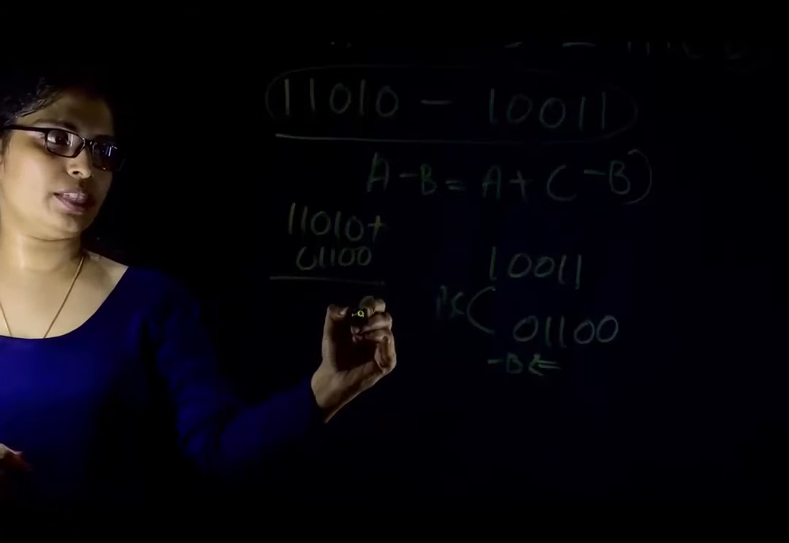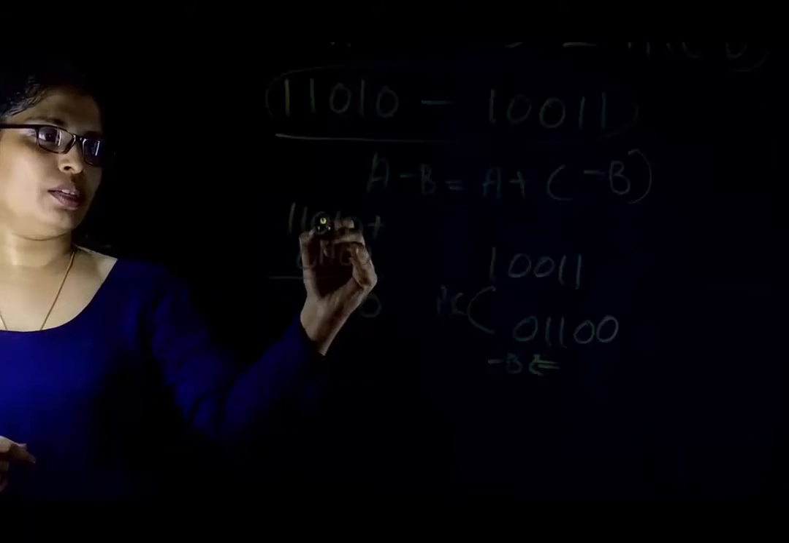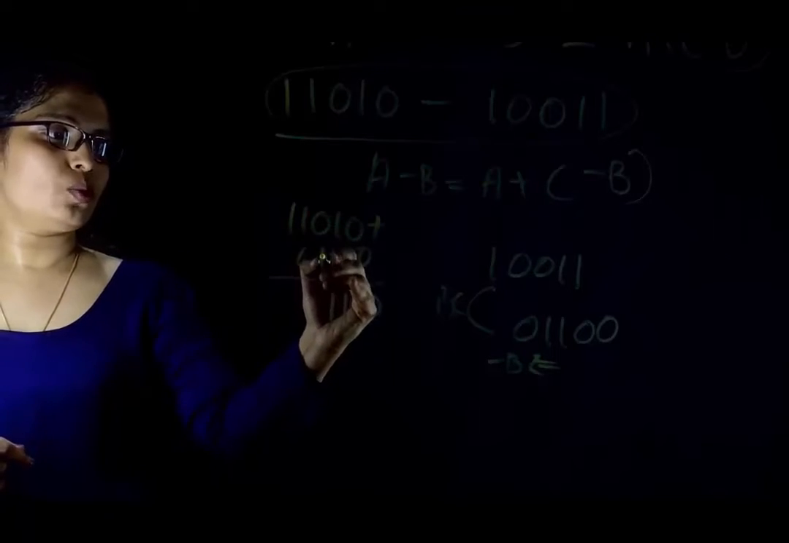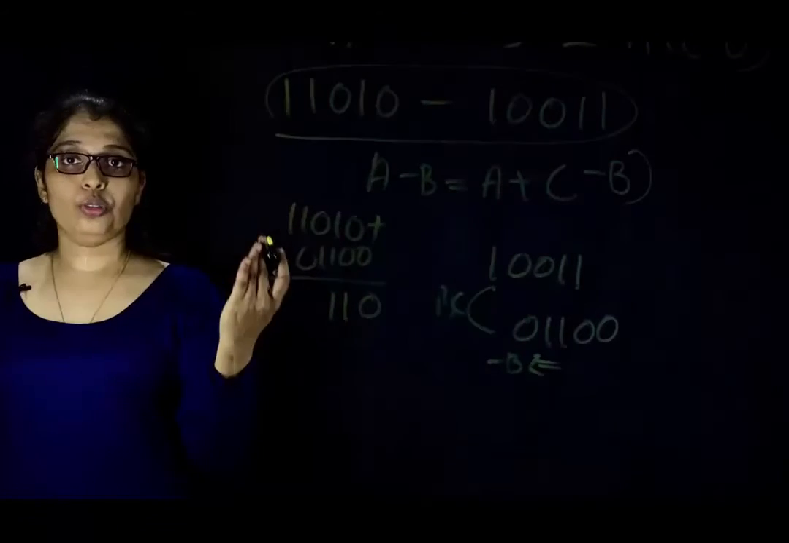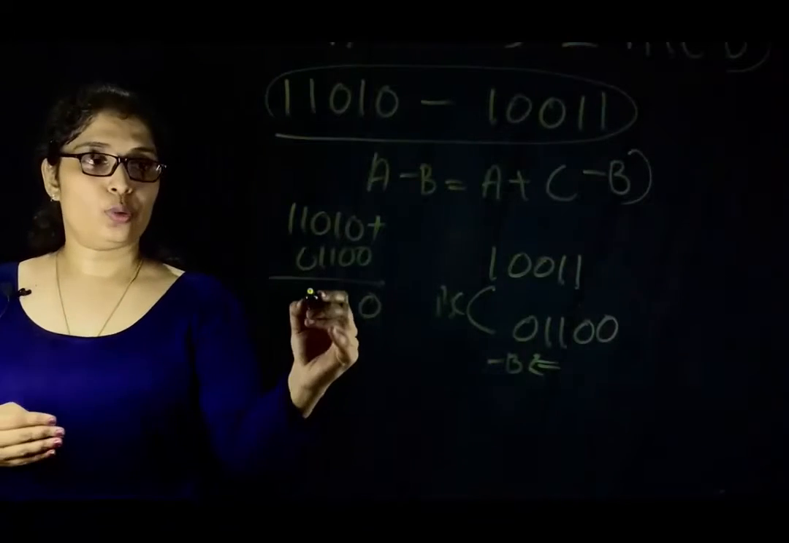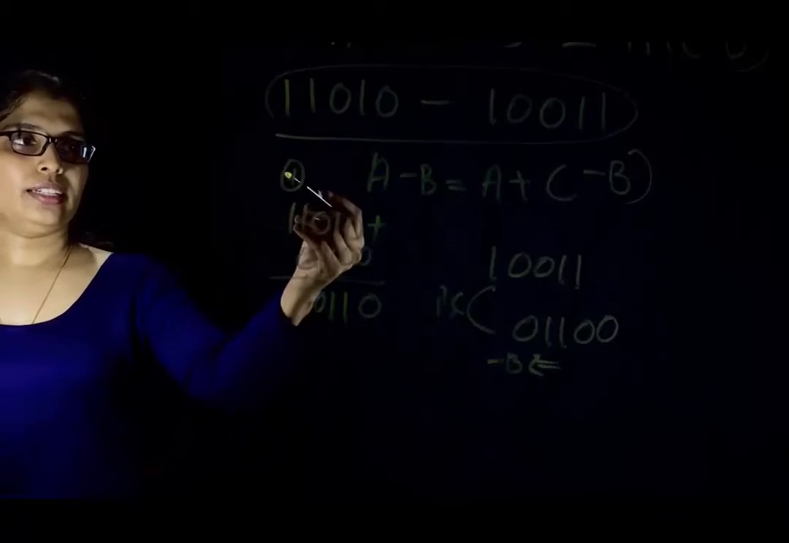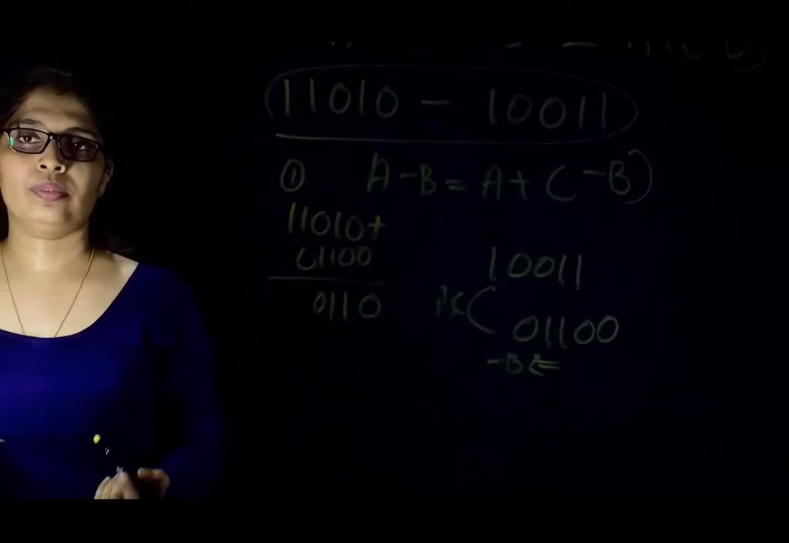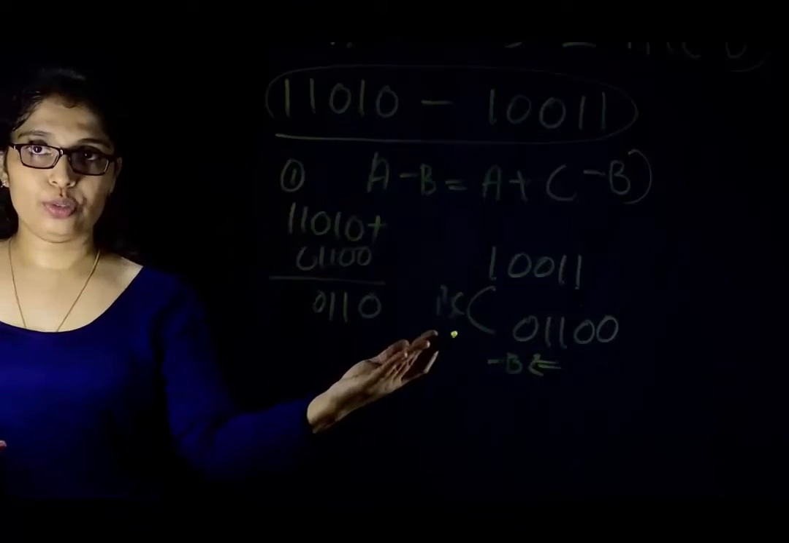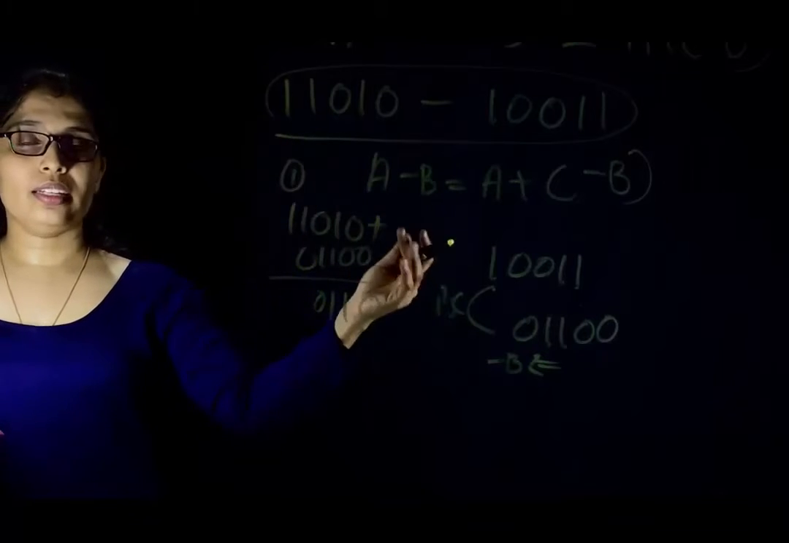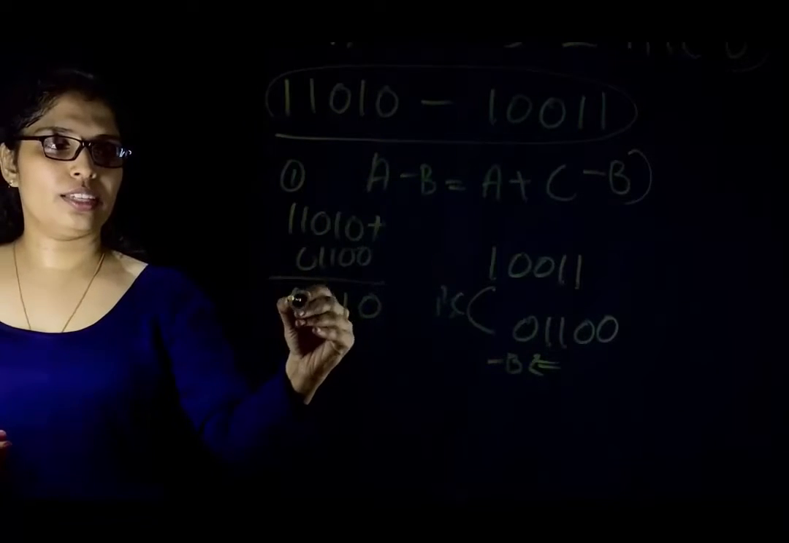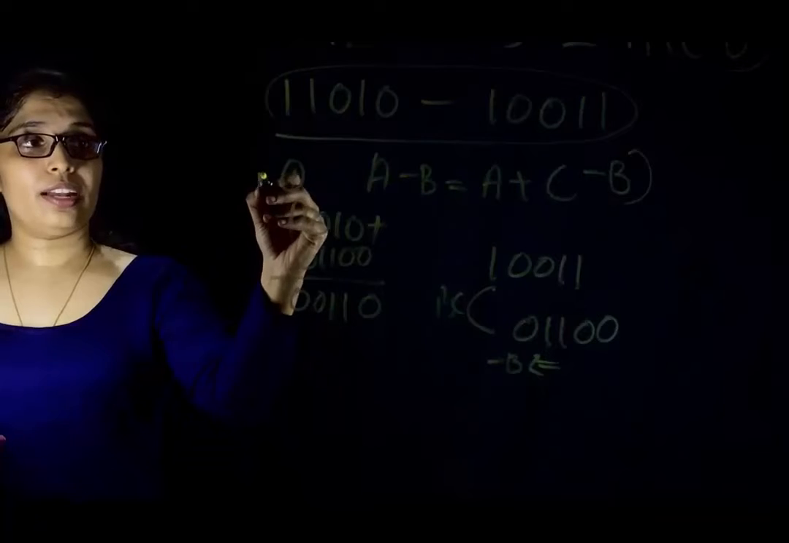0 plus 0 is 0. 1 plus 0 is 1. 0 plus 1 is 1. 1 plus 1 means value 2. 2 in binary is 1, 0. So put that 0 here. Pass that 1 as a carry to the next level. Here it is 1 plus 1 plus 0. 1 plus 1 is again value 2 in decimal. That value 2 in binary is 1, 0. Put that 0 here and pass that 1 as a carry to the next level.